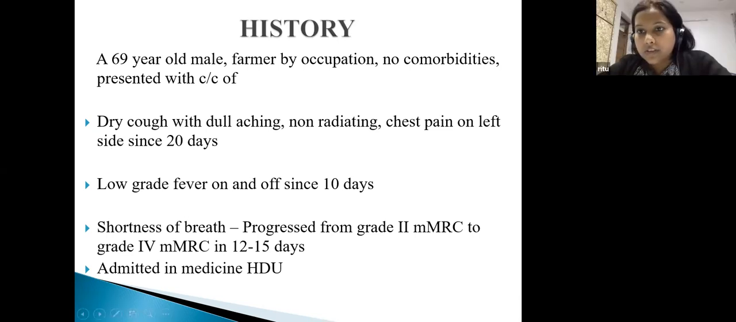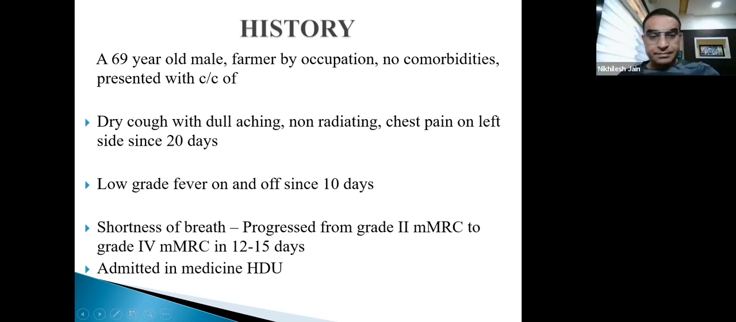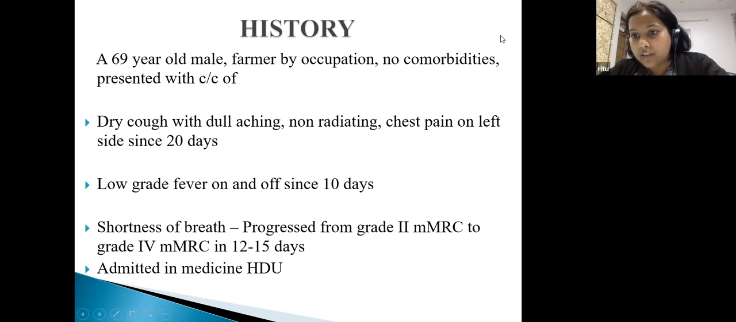I have a question, sir. Yeah. In the previous COVID, did he have any history of anticoagulants? He was not admitted, but at home, maybe he was on anticoagulant? No.